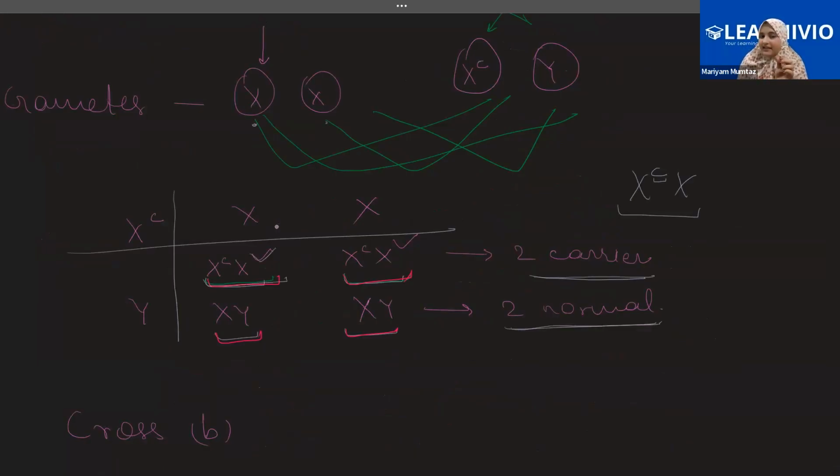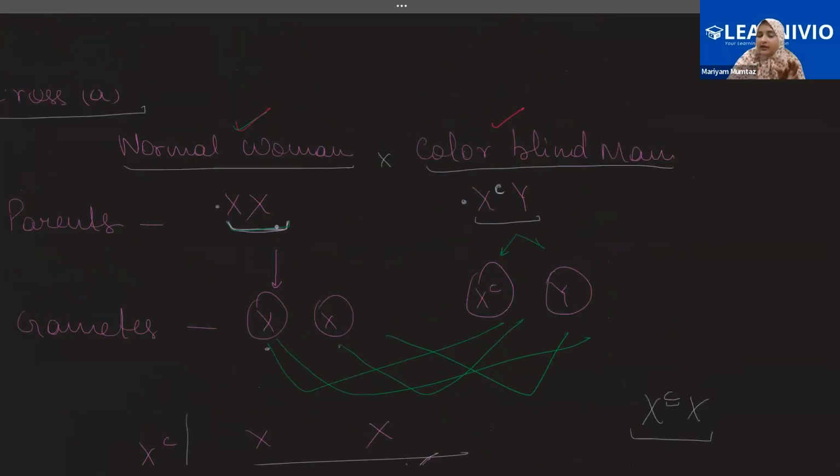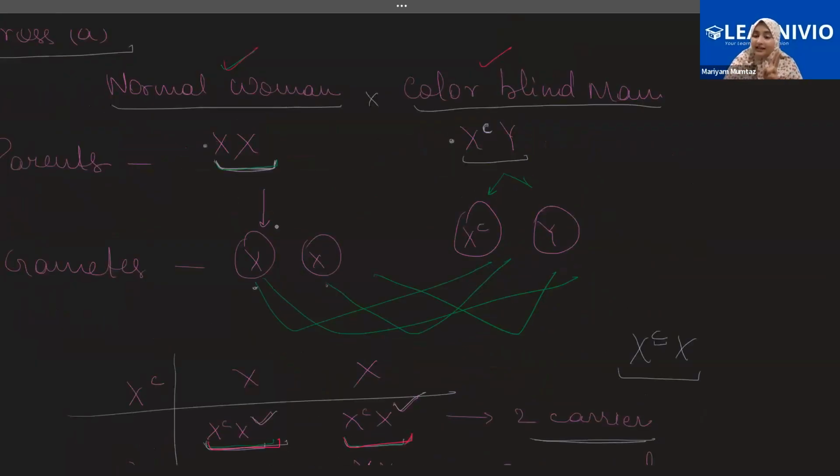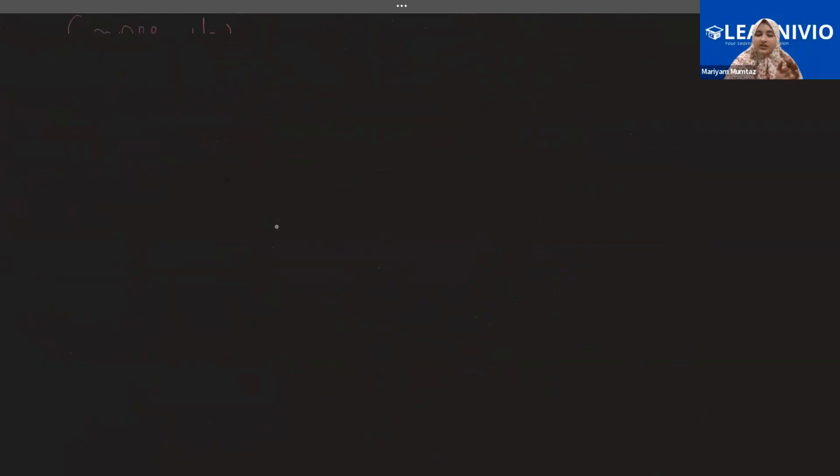XCX, that is a carrier female. XCX, that is again a carrier female. But XY is an unaffected male. XY is an unaffected male. So whenever a normal woman marries a colorblind man, 2 of her children will be carriers and 2 of her children will be normal. The second condition is when a carrier woman marries a normal man. Tell me what will be the genotypes?